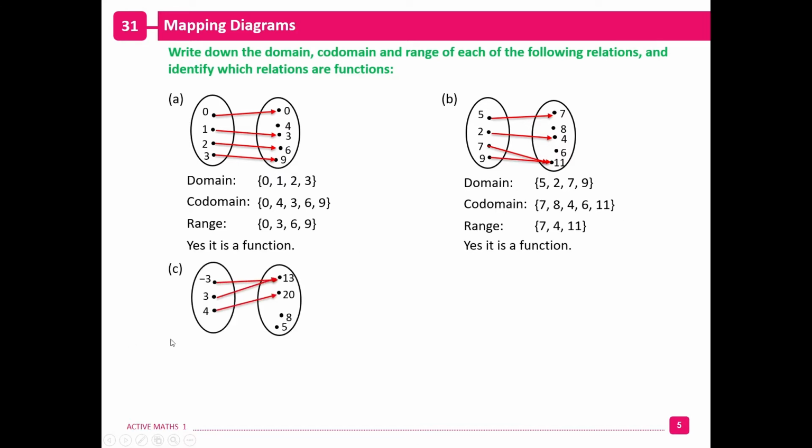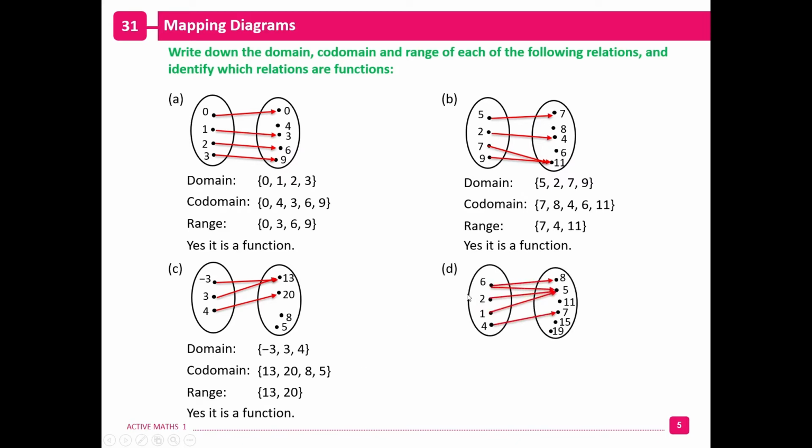C. Domain, all 3 inputs, -3, 3, and 4. Range, the actual outputs, 13 and 20. Codomain, all 4 of these elements, 5, 8, 13, and 20. Is this a function? We have many going to 1. Yes, it is. Many to 1 is suitable.